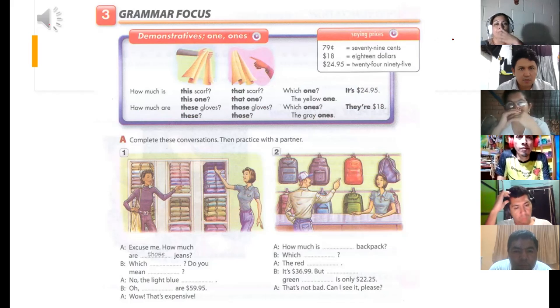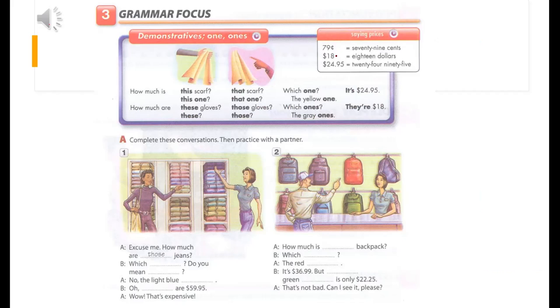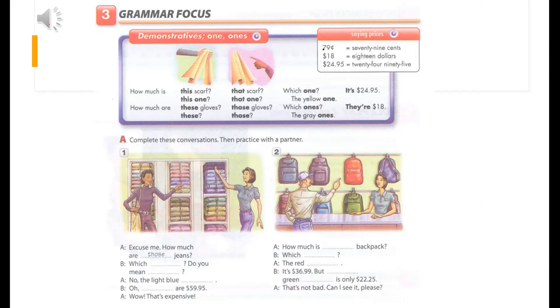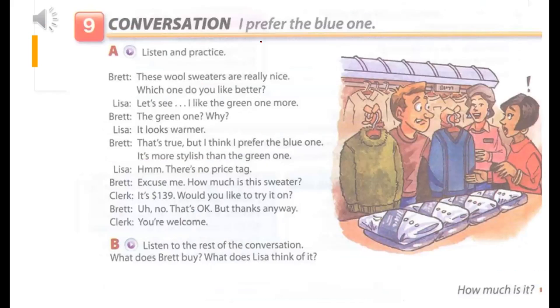Saying prices. All right. 79 cents. $18. $24.95. Right. You can say $24.95, or you just can say $24.95. Okay. 79 cents. $18. It's up to you over there, right? All right, we're not gonna do this part right now, okay? Maybe we can do it tomorrow, but not today, right? We're going to do this, all right?